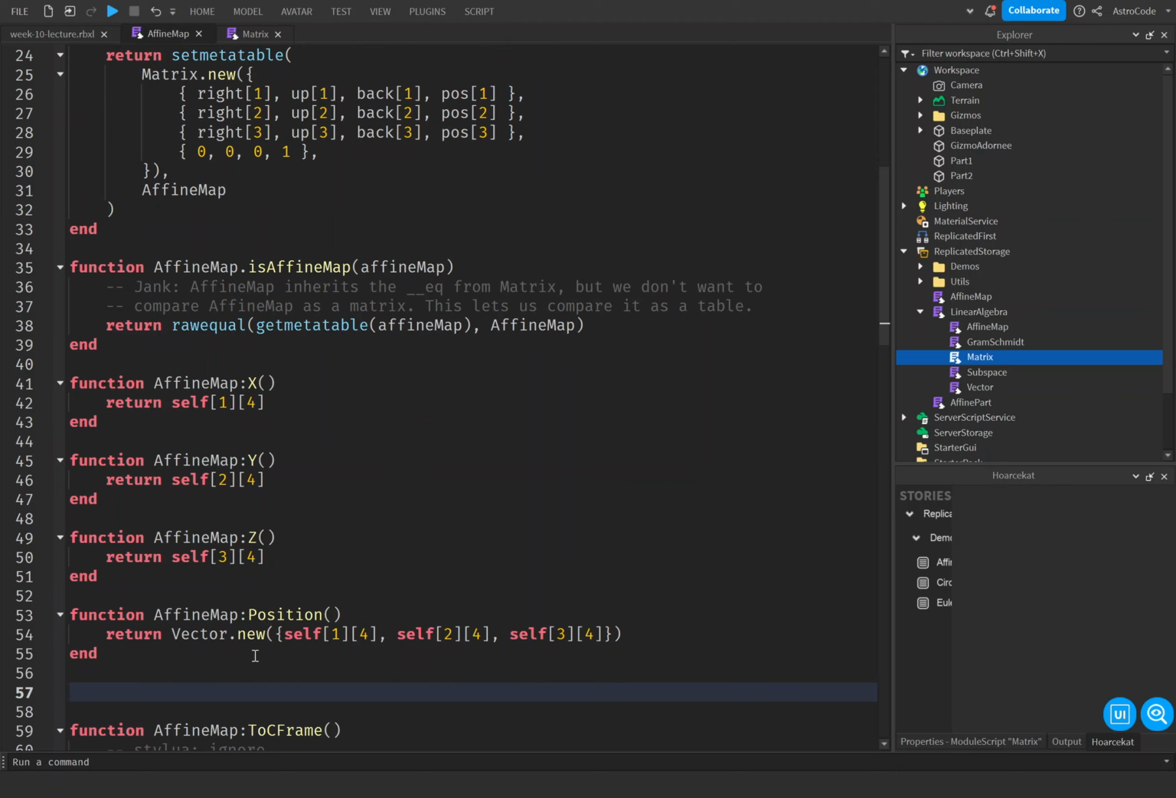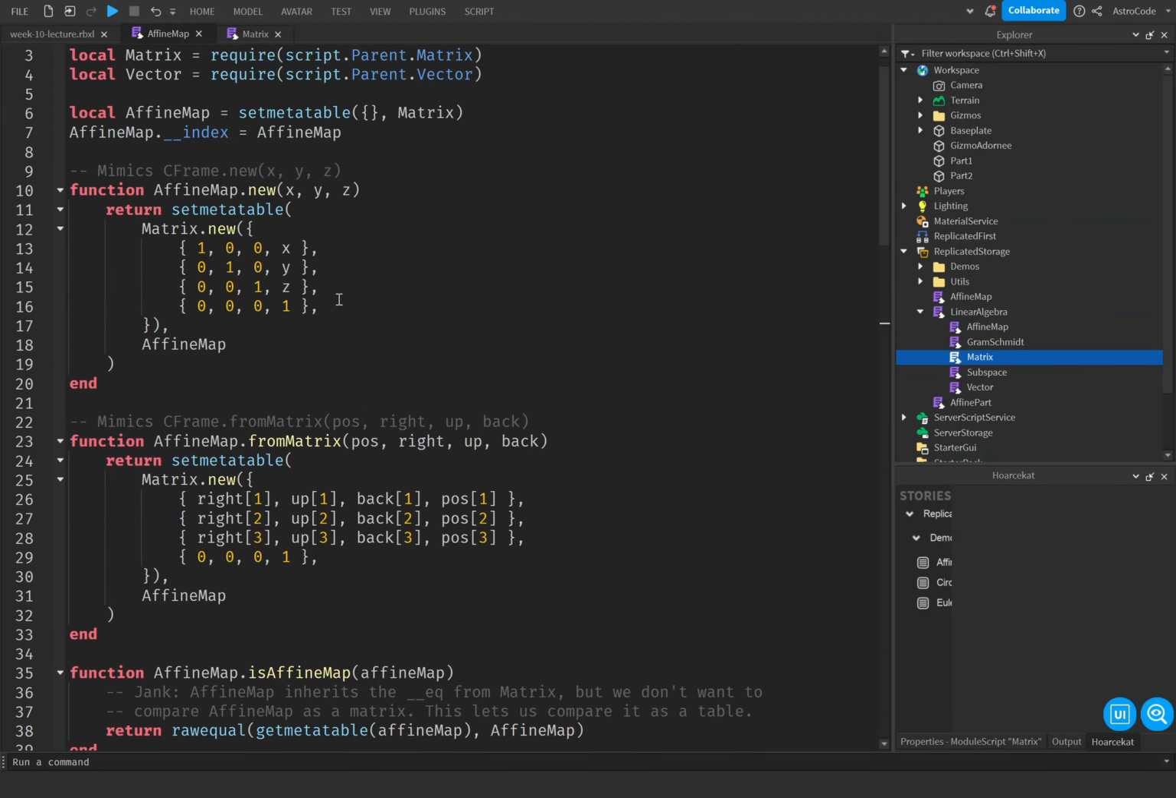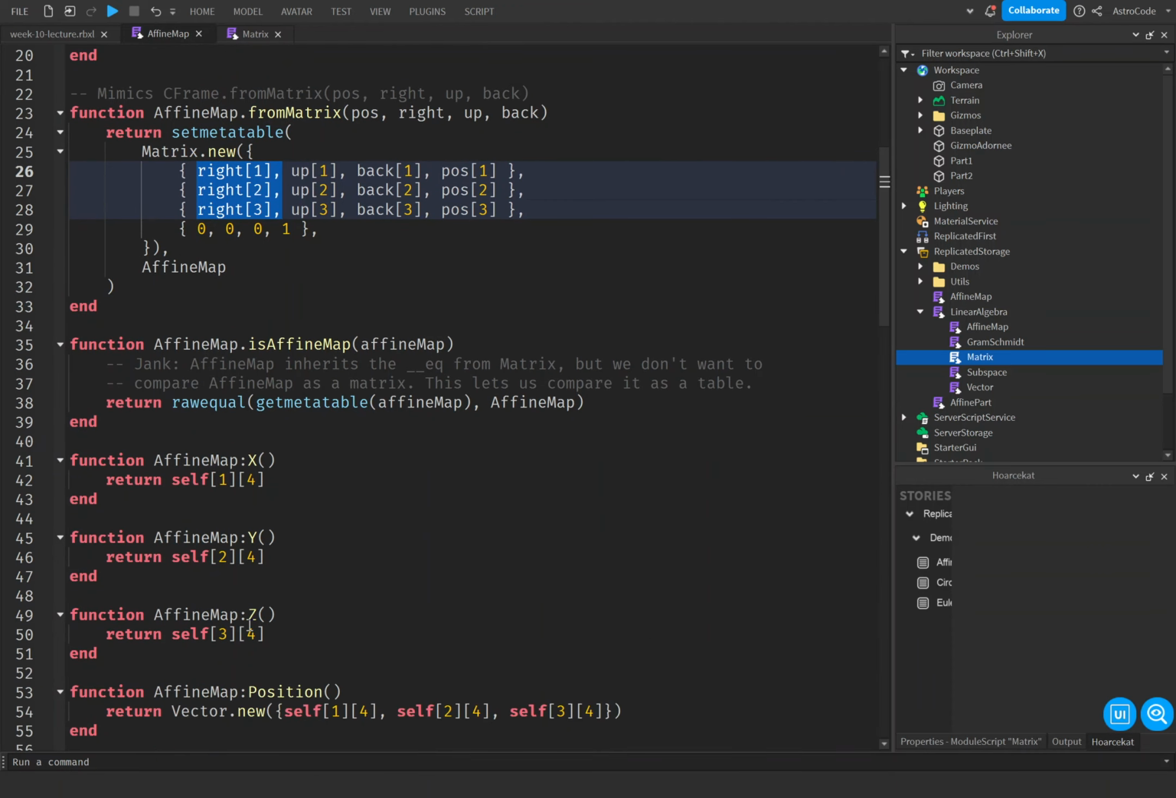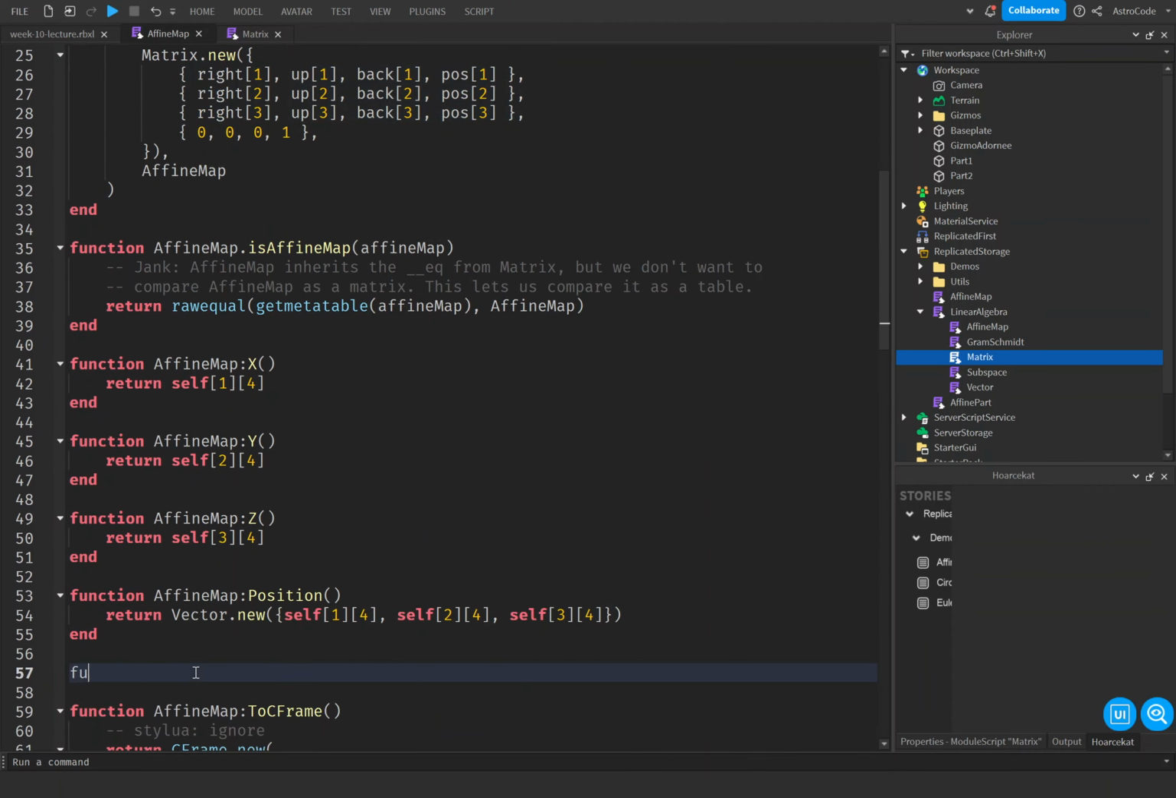Okay. I'm probably just going to fly through the next few, so please pause me if you have any questions. But all we're doing is really just returning things that are in the matrix. So next we're going to do the right vector. As we can see here, the right vector is not entirely the first column, but it's these three entries. And so we'll return those.